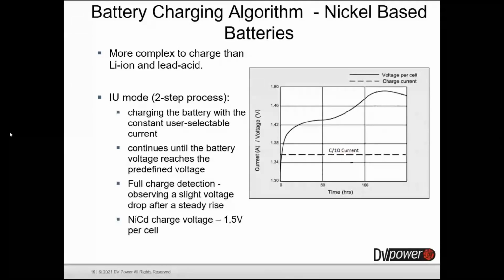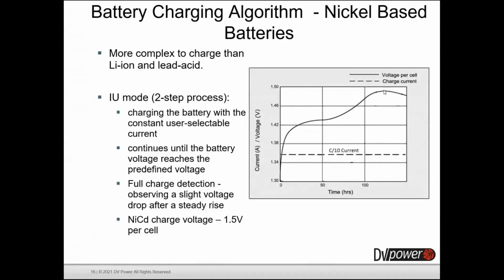The most important thing about nickel-based batteries is full charge detection. That occurs by observing a slight voltage drop after a steady rise. So when the voltage limit is reached, you will see the slight drop. When you notice that slight voltage drop, you know that your battery is charged.